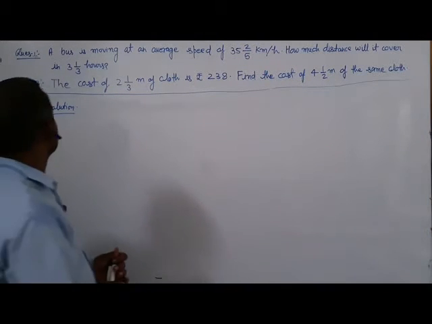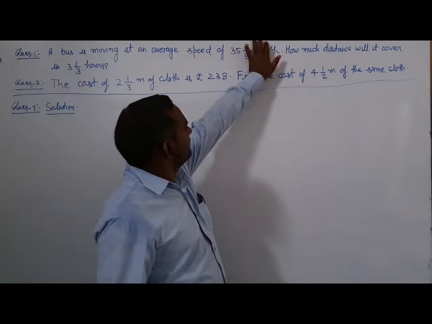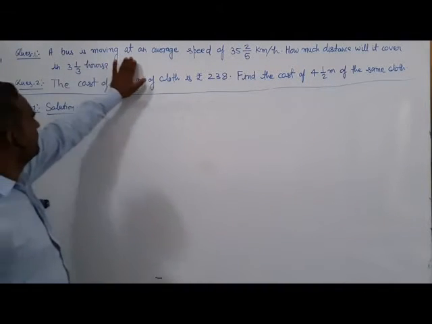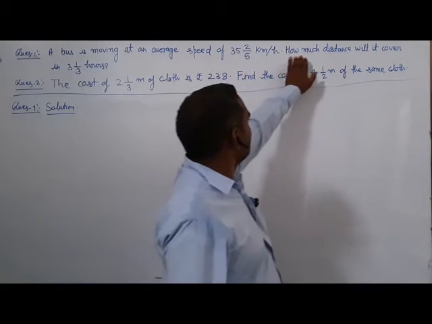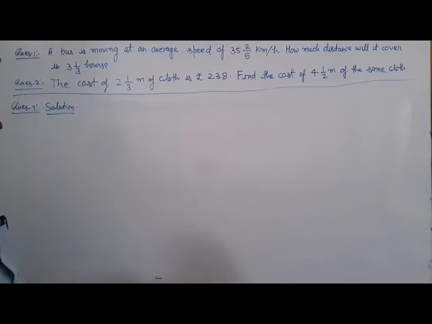Hello student, we have to solve some questions in the topic rational number. First question: a bus is moving at an average speed of 35 2/5 km per hour. How much distance will it cover in 3 1/3 hours?